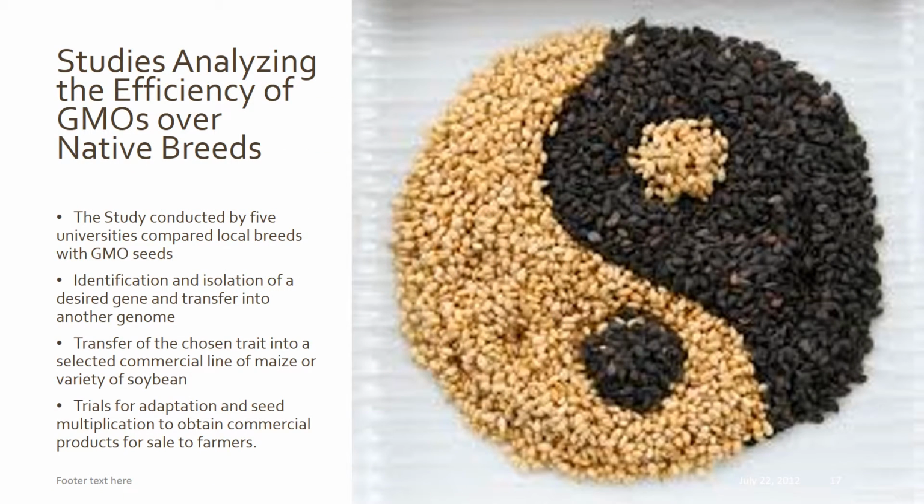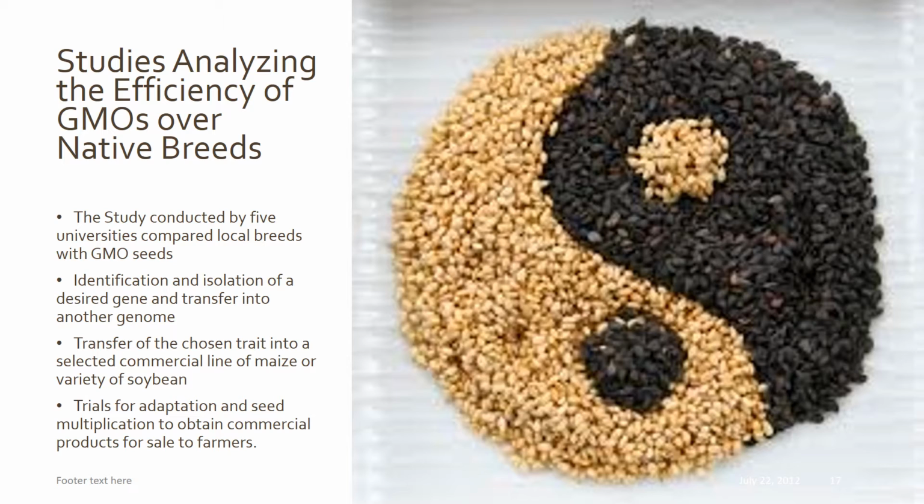A study conducted by 5 universities analyzed GMO efficiency compared to other local breeds of seeds. The study investigated identification and isolation of a desired gene and transfer into another genome, the transfer of the chosen trait into a selected commercial line of maize or variety of soybean, and trials for adaptation and seed multiplication to obtain commercial products for sale to farmers.